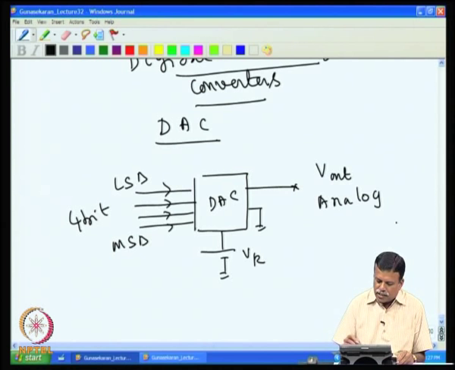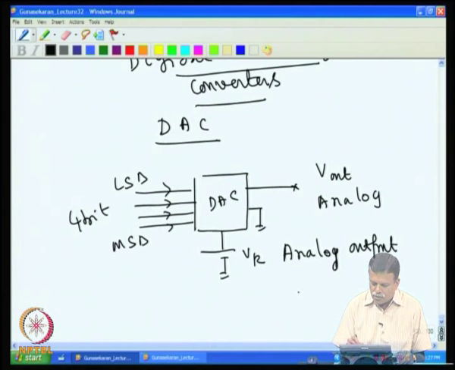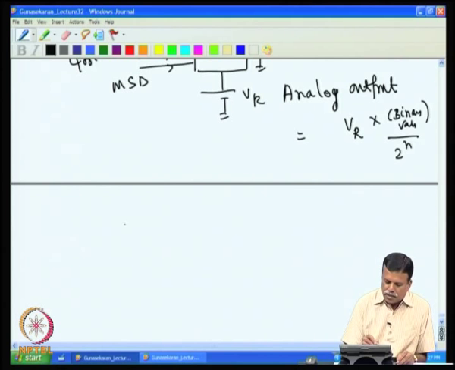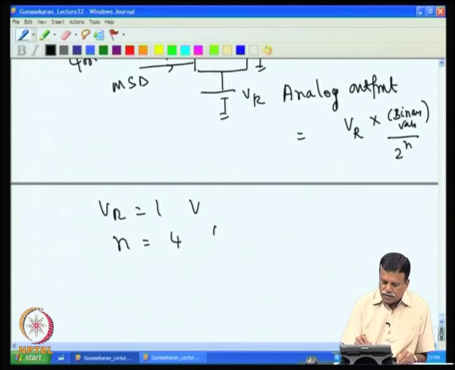Essentially, the analog output is nothing but the reference voltage V reference into the digital word. For example, if all bits are 1, in this case it is a 4 bit converter, the output is the binary value divided by 2 power n. For example, if it is a 4 bit converter, with V reference equal to say 1 volt and n equal to 4 bits.